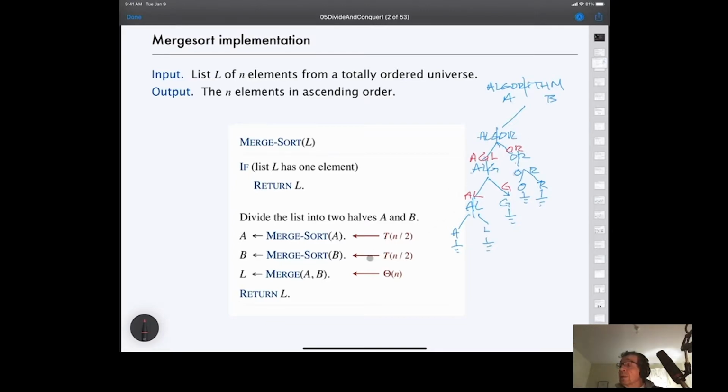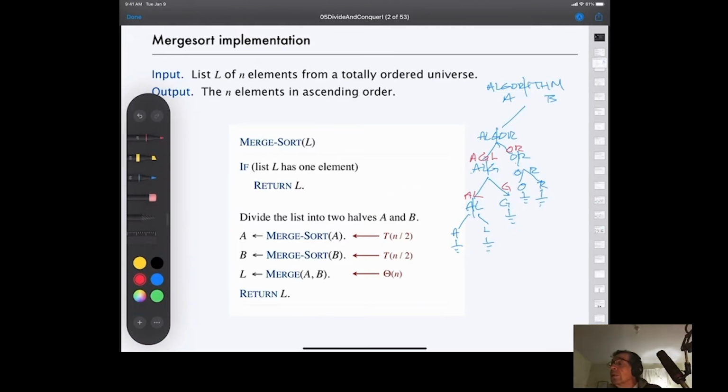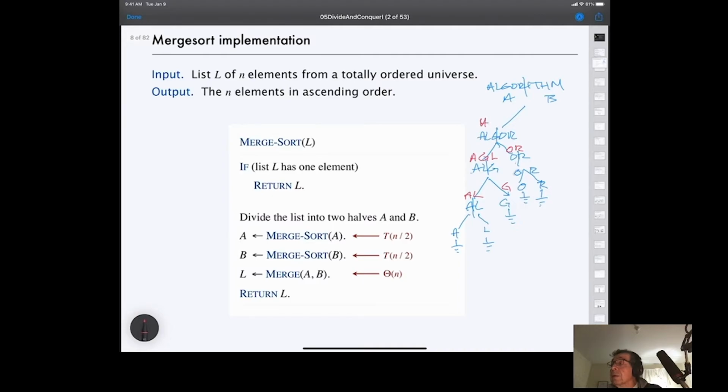We're here. And at the next level above, we already have the result from the first part and the result from the second part, and we are ready to merge. So we need to merge A and B, and we would compare, as you see, first A against O. A comes first, then G against O. G comes first. L against O. Well, L comes first, and then O and R. That's what we would get back from the merging process.